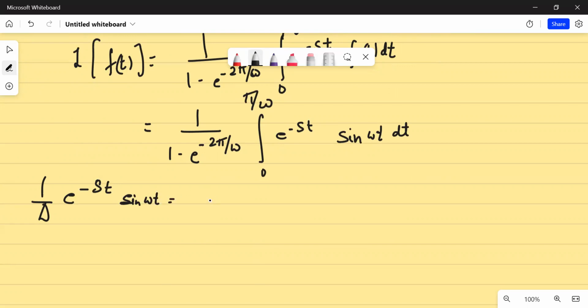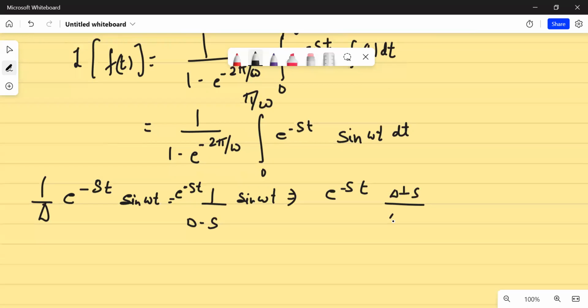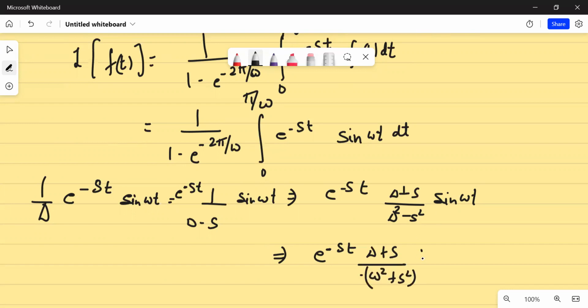So this is equal to 1 upon D minus s, e to the power minus st sine omega t, multiplied by D plus s. So I'll get e to the power minus st (D plus s), all above, and below you get D square minus s square. And here you have sine omega t. Instead of D square, you have to replace minus omega square. So e to the power minus st (D plus s) divided by minus omega square minus s square, applied on sine omega t here.